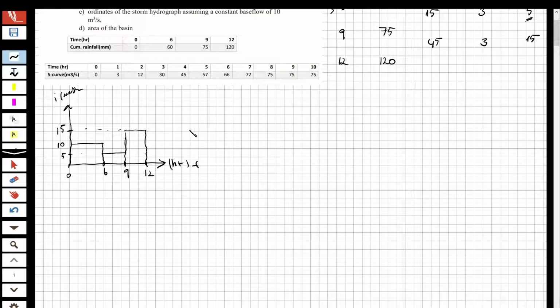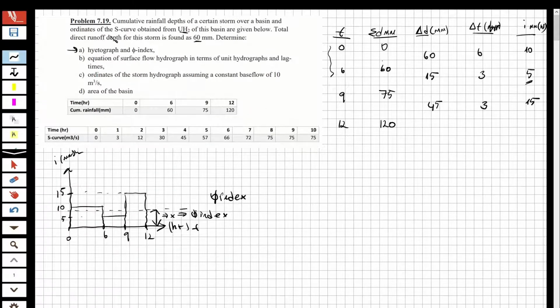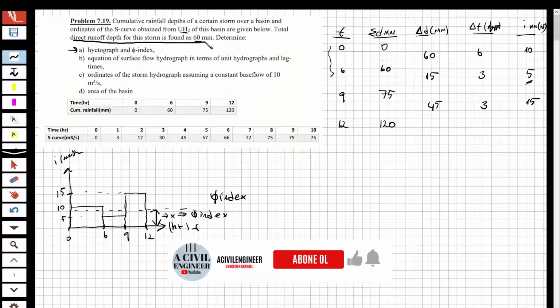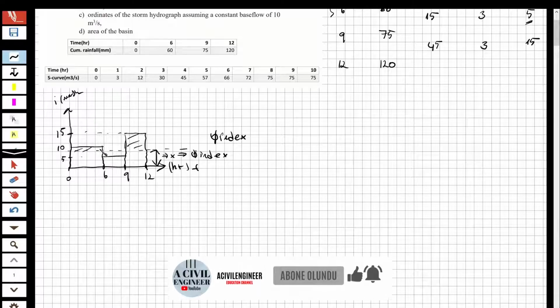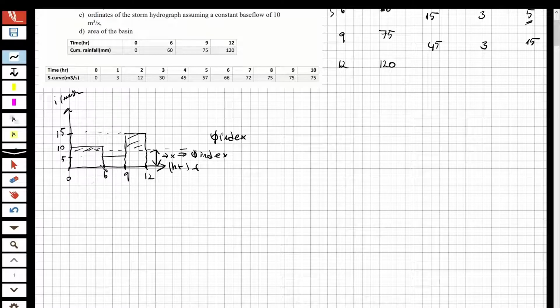So now let's determine the phi-index. Let's assume that the phi-index is at some place here, and this distance is equal to x, and this is equal to the phi-index. But let's read the question. If you remember, it says that the direct runoff depth for this storm is 60 millimeter. So what does it mean? The area above the phi-index is 60 millimeter. So we are going to make an assumption.